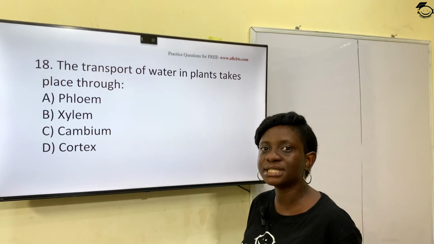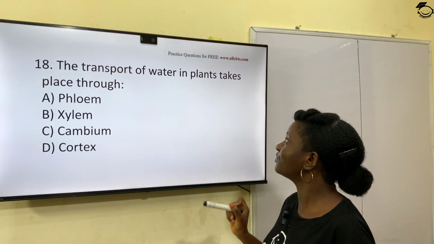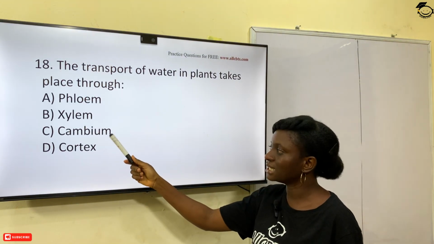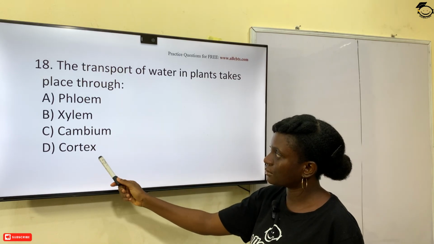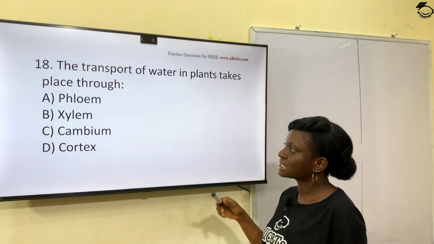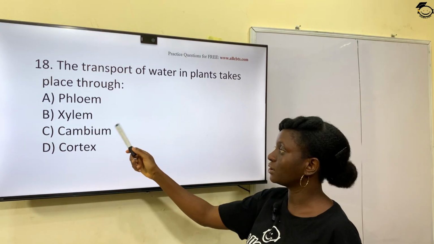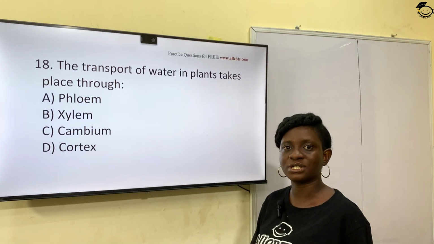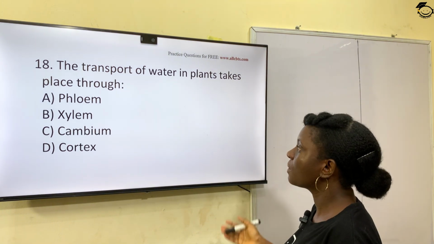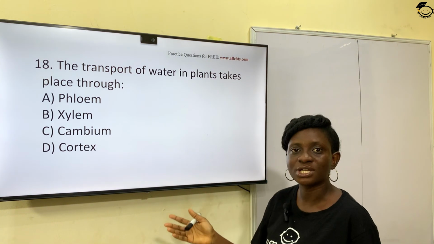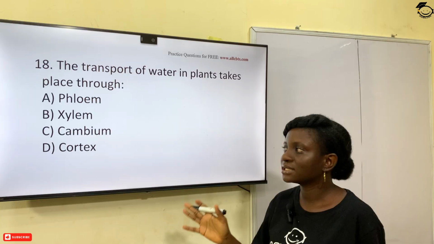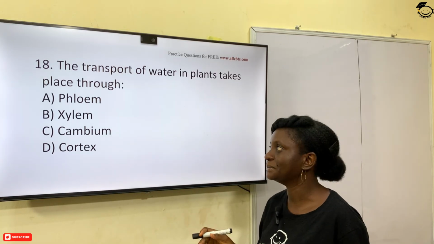Option A. Question 18. The transport of water in plants takes place through A. Phloem, B. Xylem, C. Cambium, D. Cortex. The transport of water in plants takes place through xylem. Option B. Phloem is responsible for transporting food from the leaf to the rest of the plant, while xylem is responsible for transporting water from the root to the rest of the plant. So the correct answer is option B, xylem.